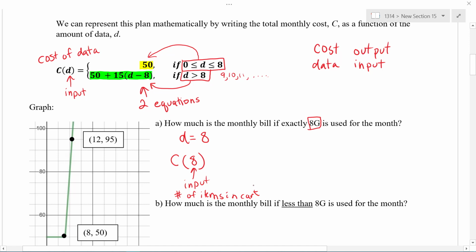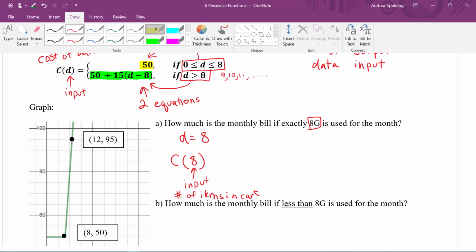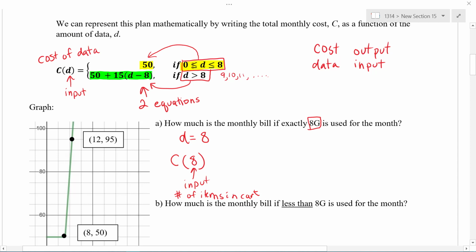First, you have to check how many items you have in your cart. So what's in your cart? You have an 8. Is that D value between 0 and 8, including 0 and 8, or is that D value greater than 8? Well, that's definitely between 0 and 8, including 8. Okay, so that D value fits into lane 1.